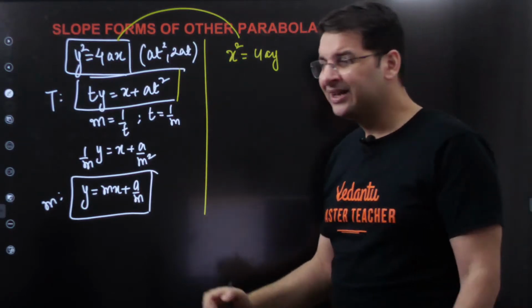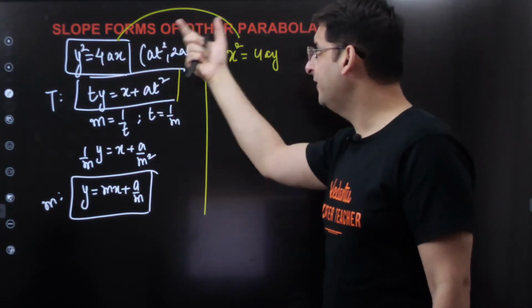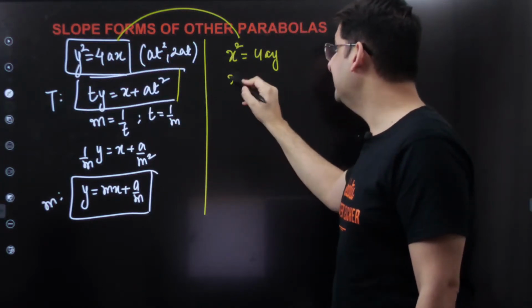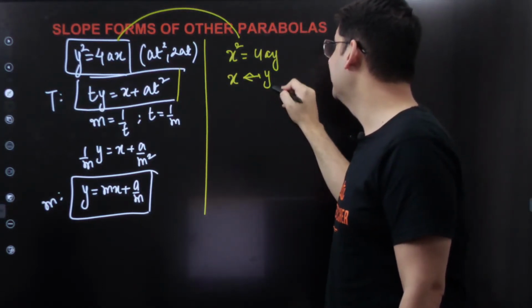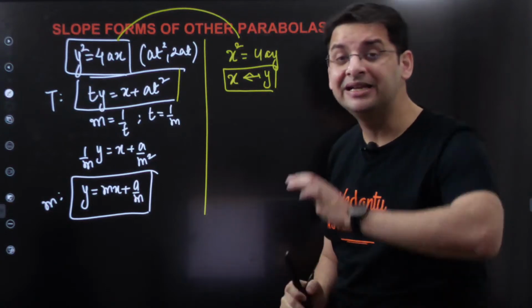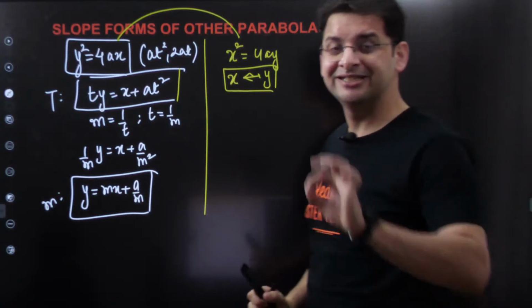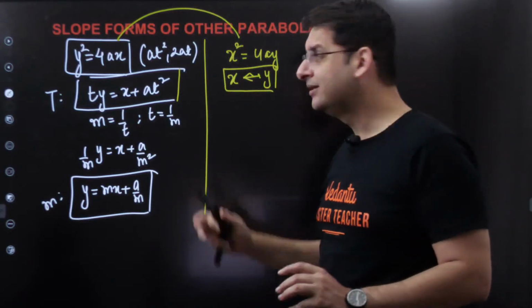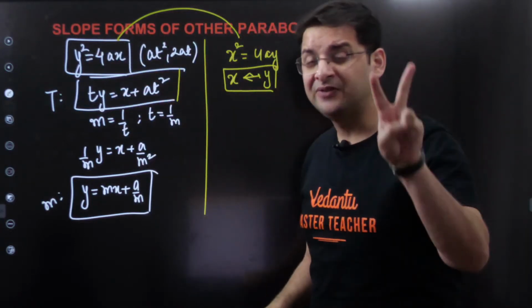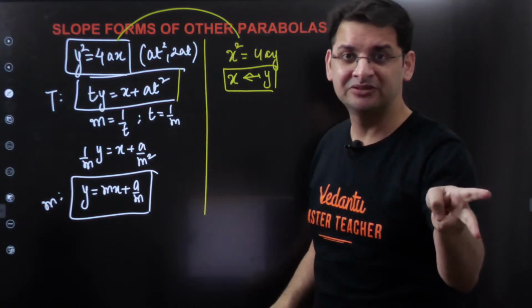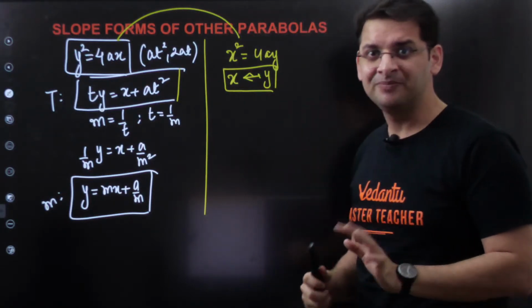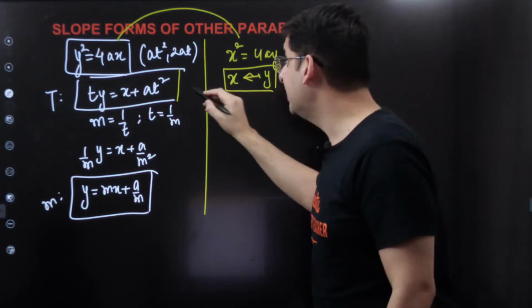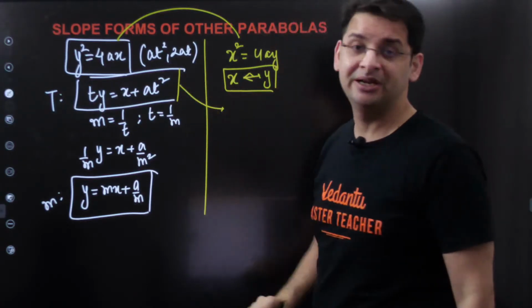In x square is equal to 4ay and y square is equal to 4x, what we have done is replaced x with y and y with x. So we have interchanged x and y. This is the only thing that we have done. Can I say that? Now, this also works with the parametric form of the tangent.